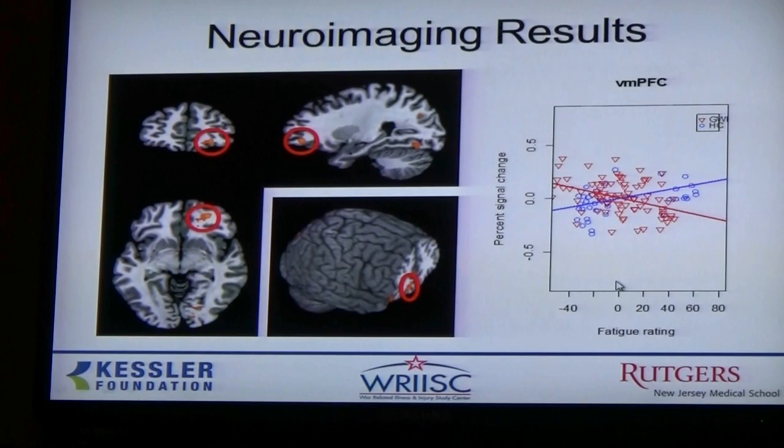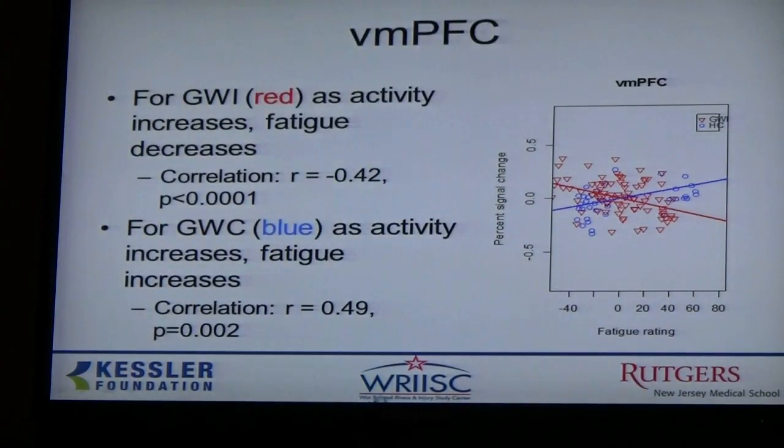This graph is the interaction of fatigue and percent signal change in the ventromedial prefrontal cortex. What you can see here is that for folks with Gulf War illness, shown in red, as activity increased in ventromedial prefrontal cortex, fatigue decreased. And there was a reliable negative correlation of -0.42. Whereas for the controls, as activity increased, fatigue also increased.